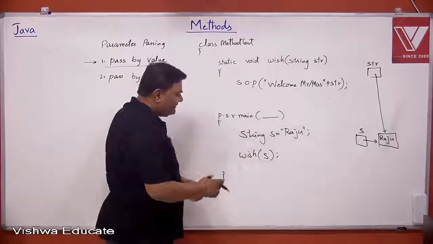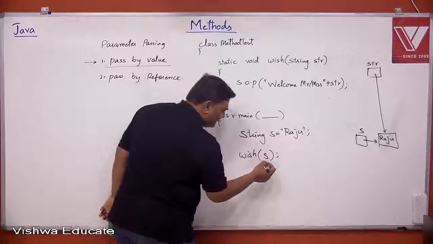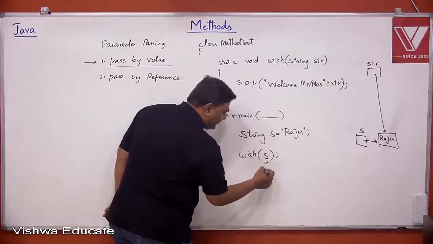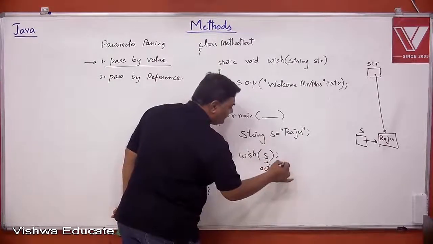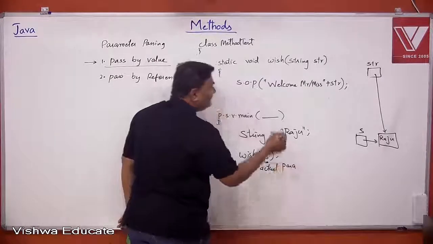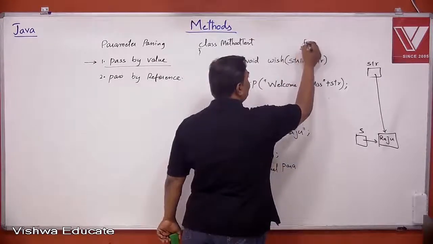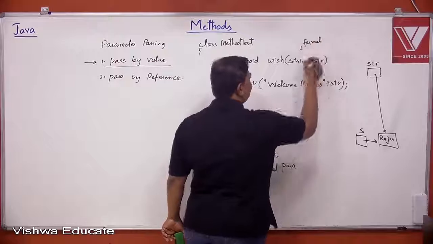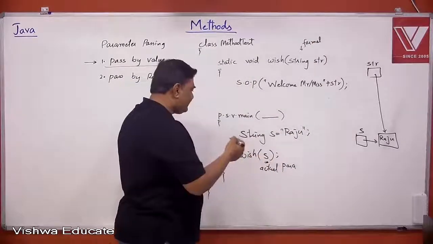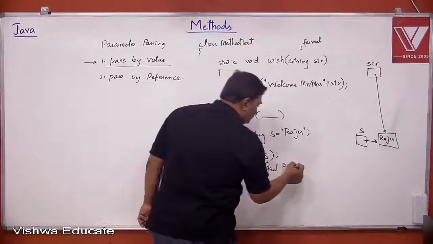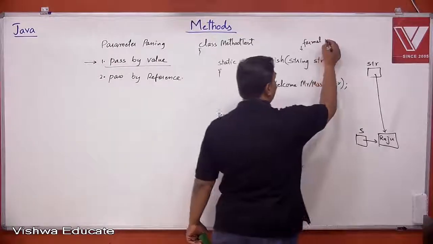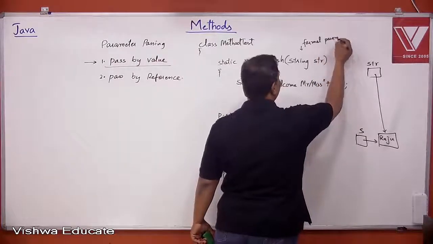If we give the names now, see one more thing: this we call the actual parameter, and this we call the formal parameter. Actually, we don't require this terminology in Java, but this is the terminology from C and C++: actual parameter, formal parameter.